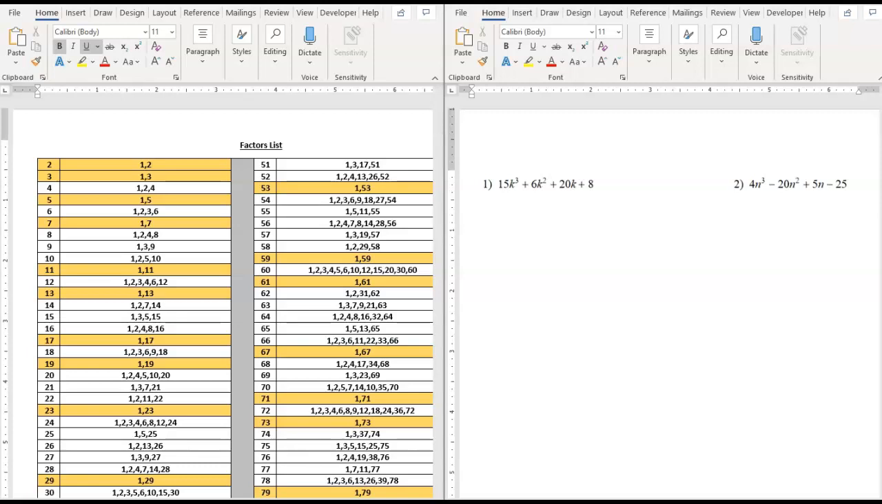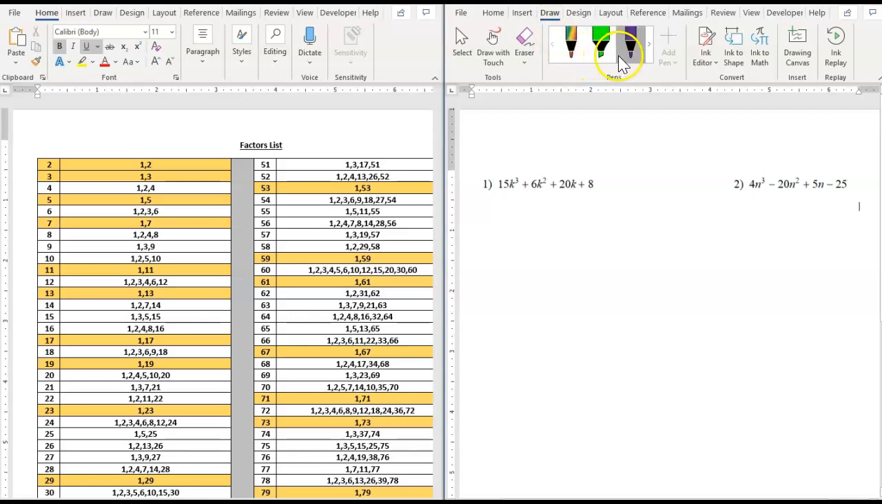So I wanted to give a couple extra examples of how to do grouping problems. I will start with my problems on the right side of the screen here. I'm going to put parentheses around my first two terms and then parentheses around my second two terms. The next thing I want to do is look at the 15 and the 6.